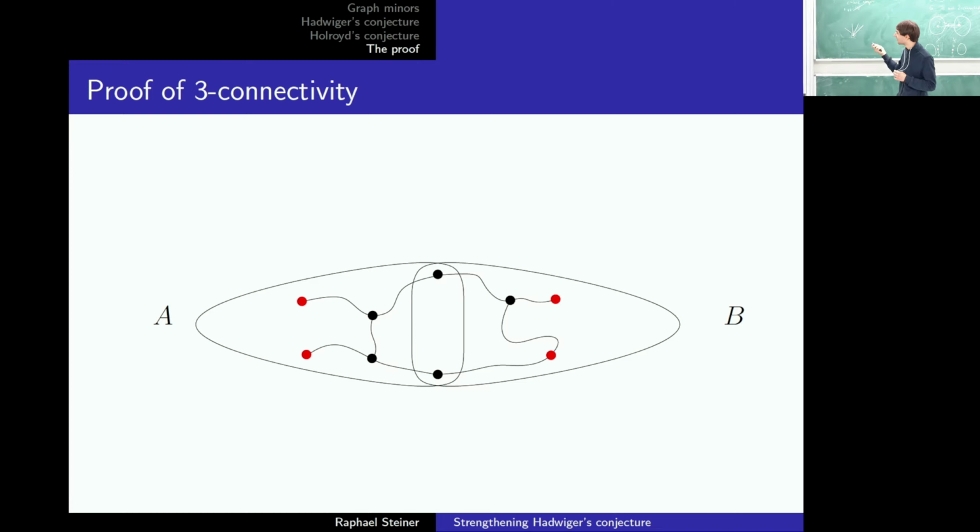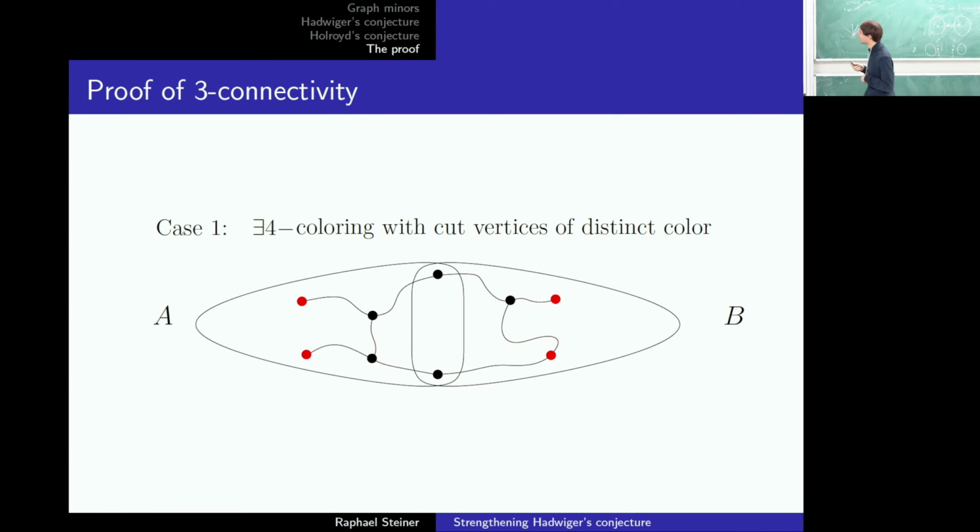Okay, so because now we need to look at these annoying cases about coloring. So case one is there exists a four-coloring of the whole graph.